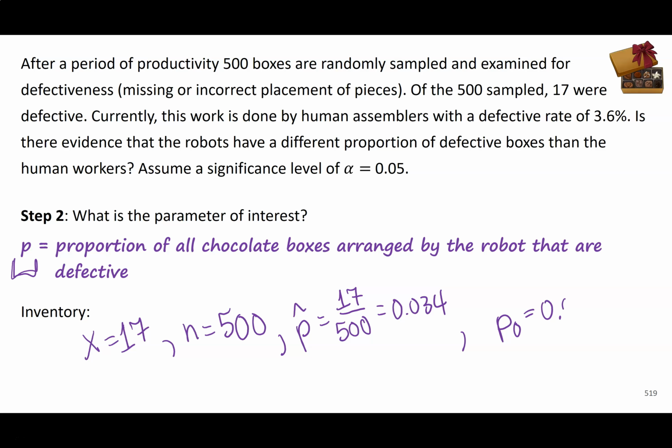So 0.036. And just looking real quick, I mean, 500 is a big sample size though. 3.4% doesn't strike me personally as very different from 3.6%. So we're going to see, do we have enough evidence to indicate that it's not the same?